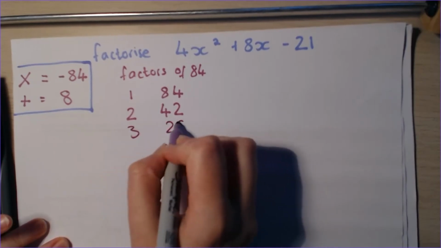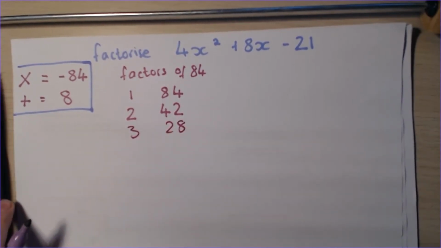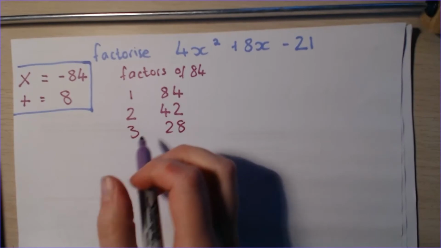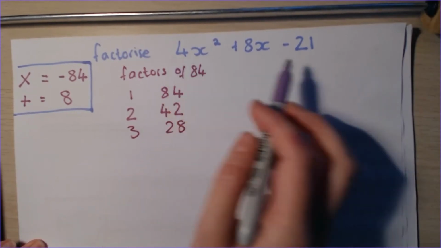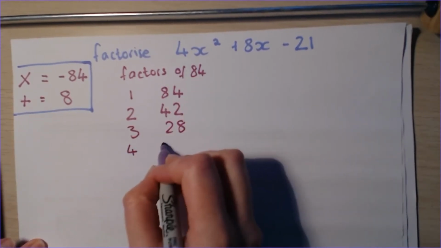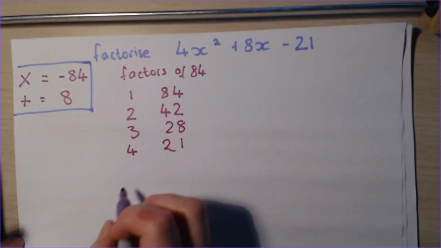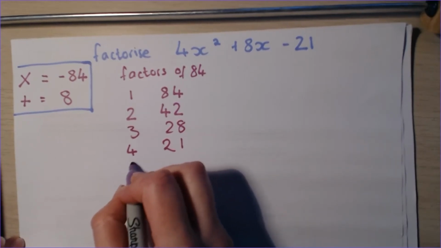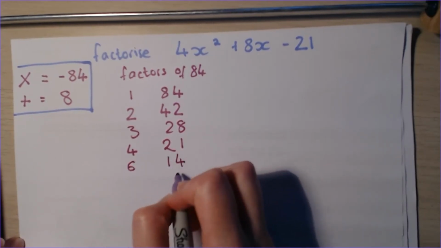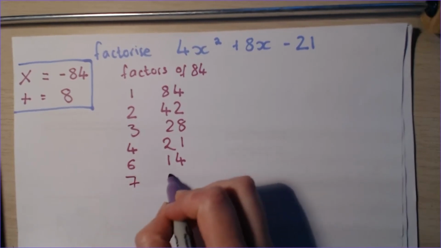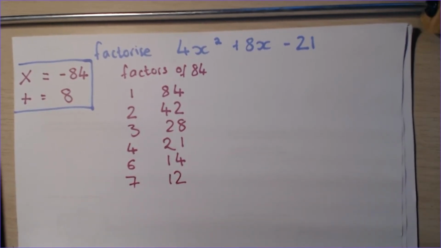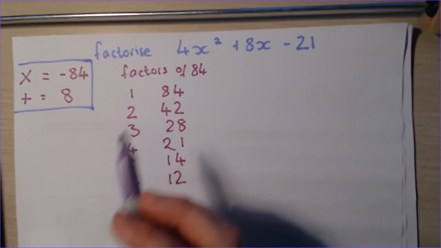3 and 28. Then we've got 4. Now 4 goes into there 21 times. We know that because we've just done 4 times 21. 4, 21. What else goes into there? 5 obviously doesn't go because it's an even number, but 6 does. 6 goes in 14 times. 7 goes in 12 times. Okay, and that's everything, because if we go to 8, 8 doesn't go into 84 because it goes into 80.